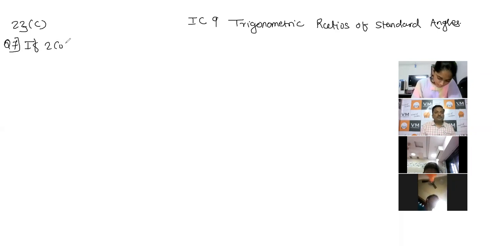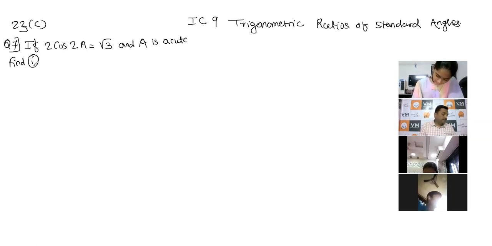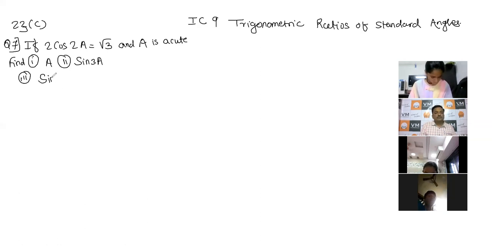The question is: if 2 cos 2A is equal to root 3 and A is acute, find first A, second sin 3A, and third sin square (75 degree minus A) plus cos square (45 plus A).